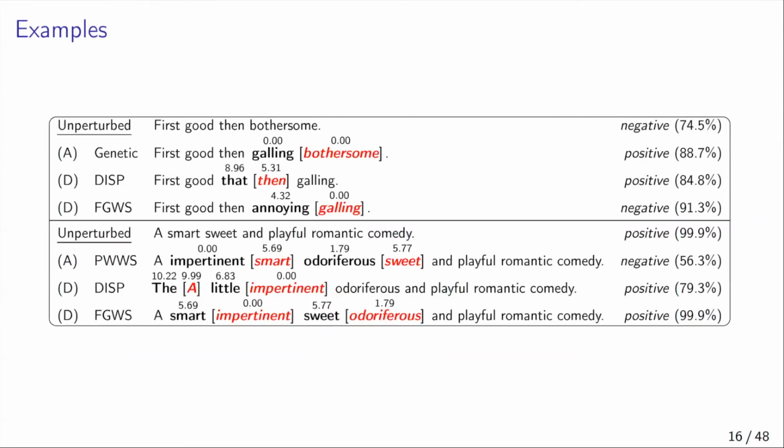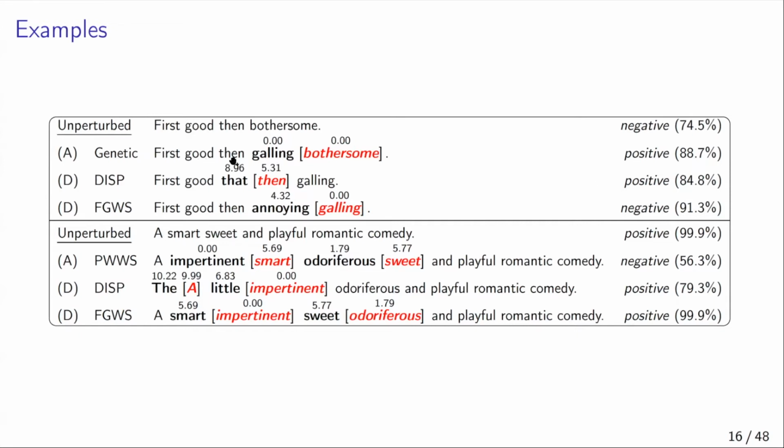Okay, next, let us look at some examples. Here's an example input sequence into the model, which says "first good, then bothersome", which is correctly classified as negative with 74.5% confidence. If we use this sequence and generate an adversarial example using the genetic attack, it generates something like "first good, then Gelling". And it is then classified as positive with 88.7% confidence.